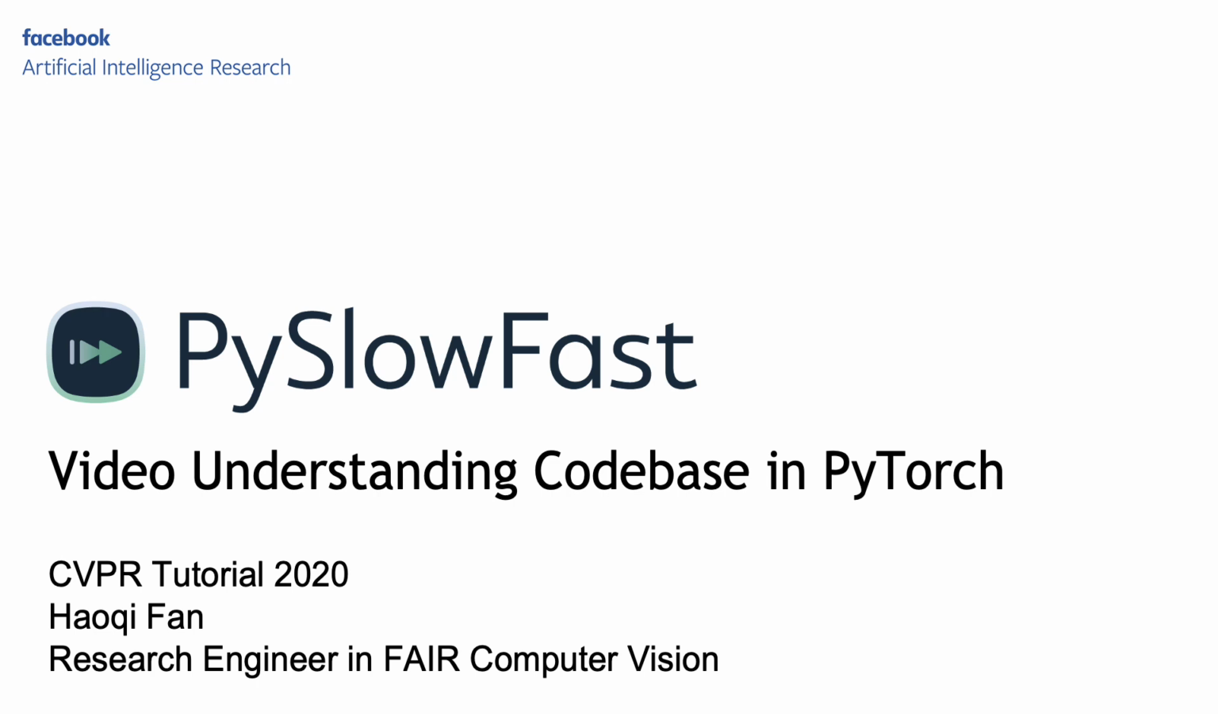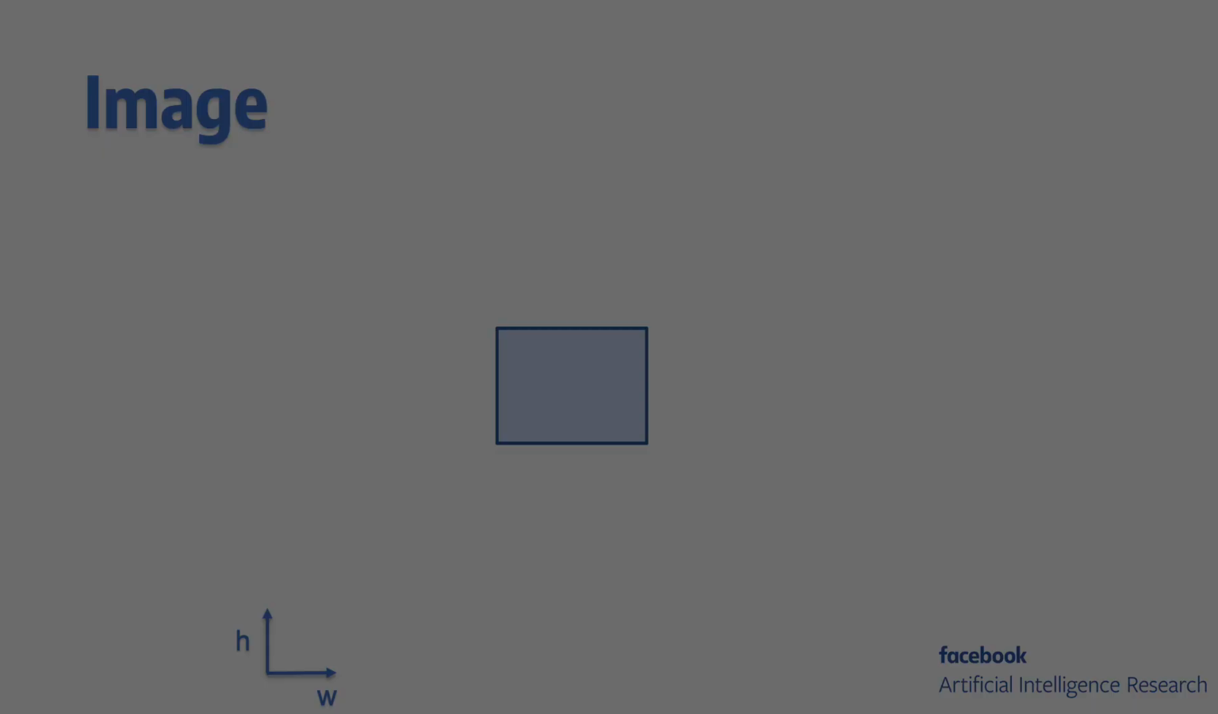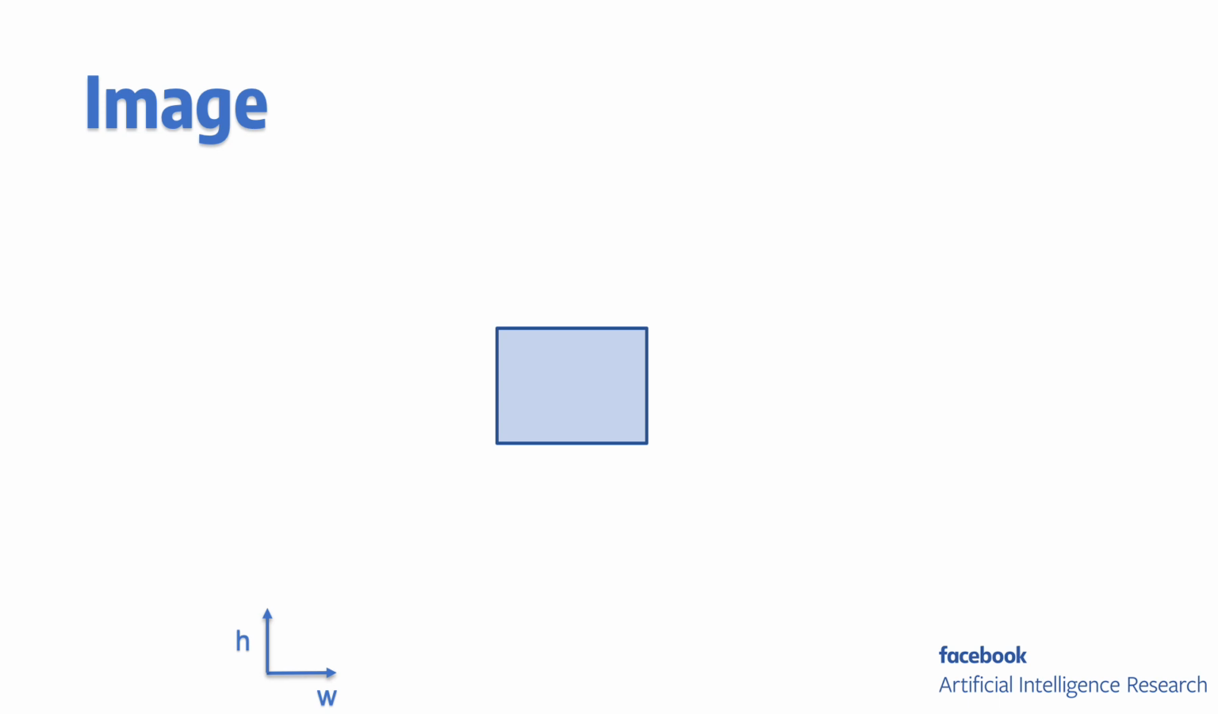PySlowFast is designed to support the rapid implementation and evaluation of your new brave ideas for video research. Before we dive into the detail about PySlowFast, I'd like to quickly share some high-level view of the relation between image and video, especially for the people who are more familiar with the image counterpart. We can start with a two-dimensional space with axes of h by w, where we can see there's a square in blue in the middle of the screen, which can represent an image.